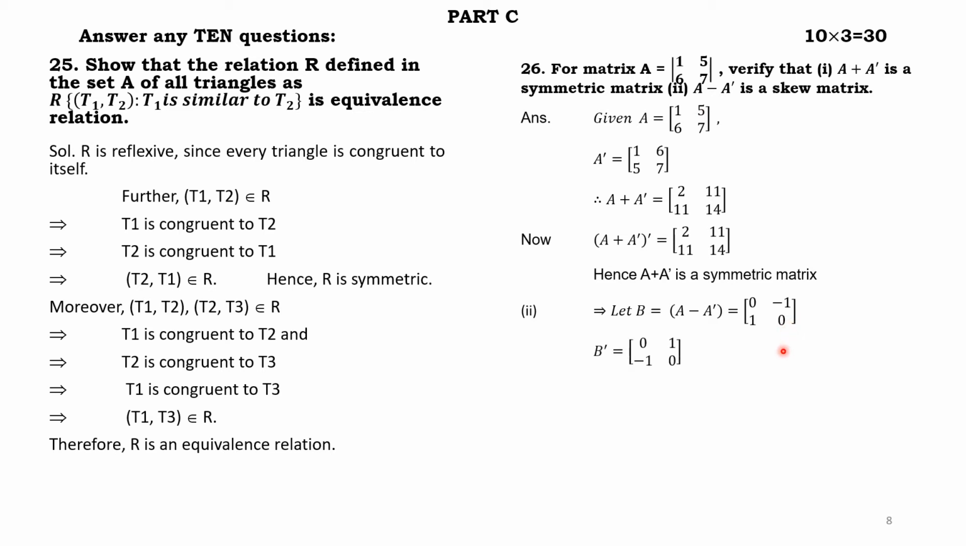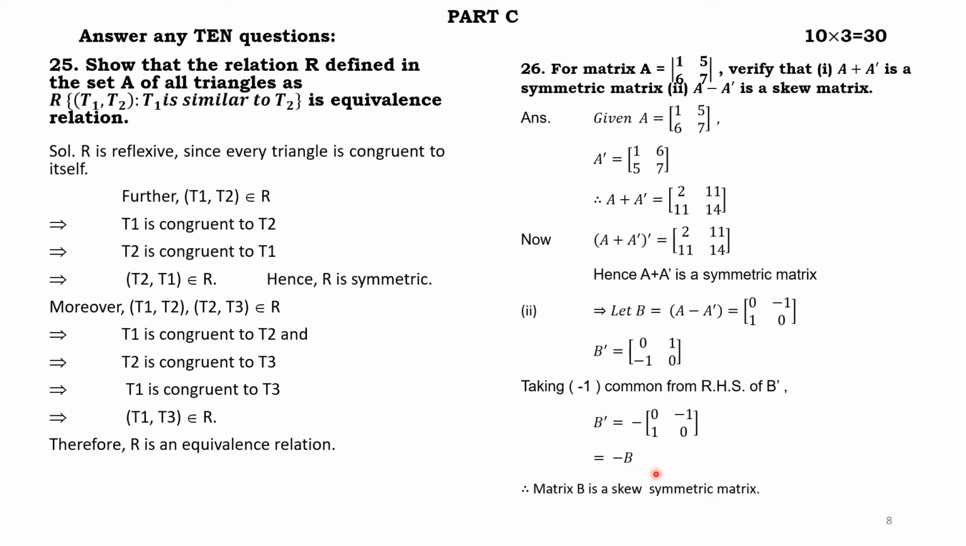Therefore, B dash is, now we will transpose this. Therefore, first row is 0 and first column is 0 minus 1, and second row becomes second column. Therefore, it is 1, 0. Therefore, taking minus 1 common from the right hand side of B dash, we get B dash is equal to minus of 0 minus 1, 1 comma 0. Therefore, it is equal to minus B. Hence, it is a skew matrix. So, matrix B is a skew matrix because B dash is equal to minus B.